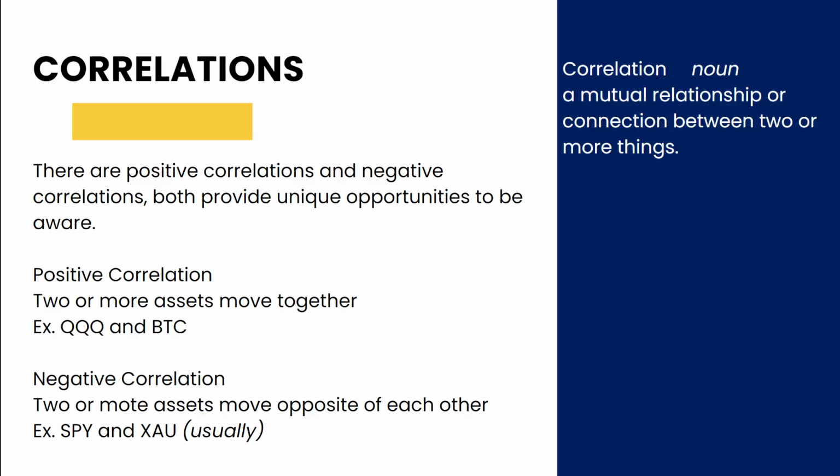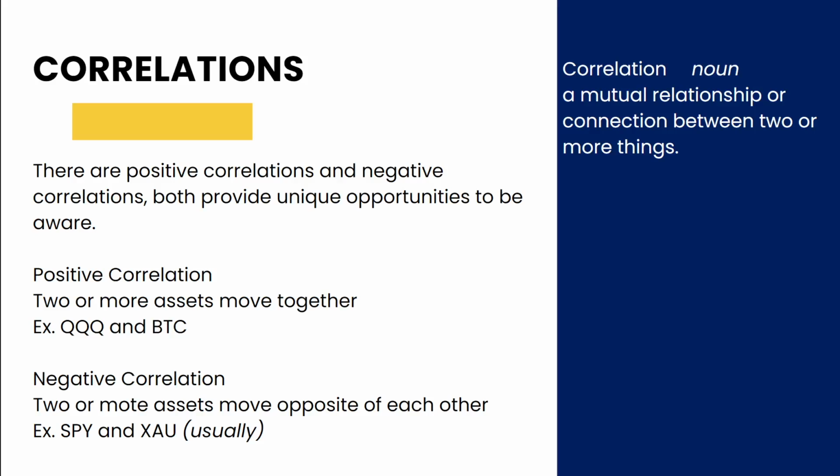It's also worth noting that when we're looking at correlations, there's two different kinds, really. There's positive correlations and negative correlations. Positive being two or more assets that move together. An example that we threw in here is NASDAQ and Bitcoin. As of recently, and we go over this a little later in the slideshow, QQQ, or the NASDAQ, has been very correlated. Tech in general has been correlated with the price of cryptocurrency.